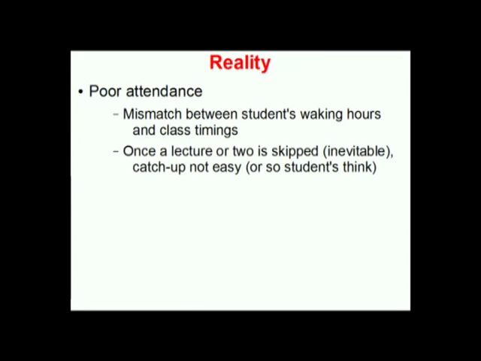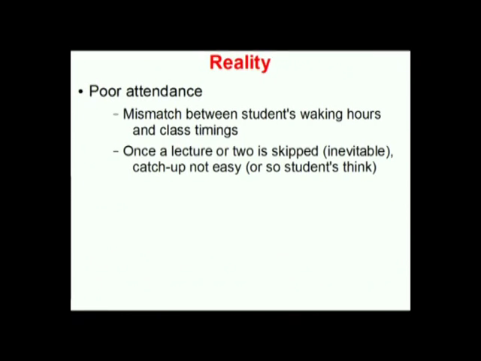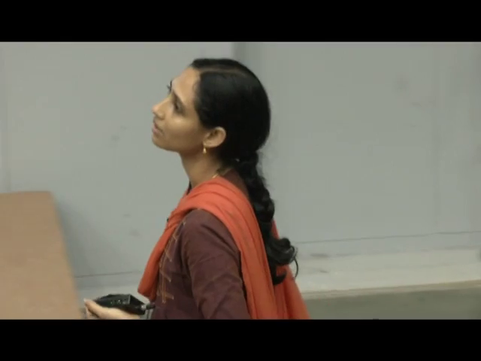Another problem is poor attendance. So there is a mismatch between students' waking hours and class timings. So an 8:30 class gets a lot of groans. I personally can relate to them because I also hate the 8:30 classes. And what happens often is once a lecture or two is skipped, which becomes inevitable because you get involved in so many other activities, catch up is not easy, at least that's what the students think. If you are really dedicated, I'm sure catch up is not that difficult, but once you skip, that cycle continues. You just tend to skip because you don't know what has happened earlier. You can't follow what's happening right now. So this is again something that happens.